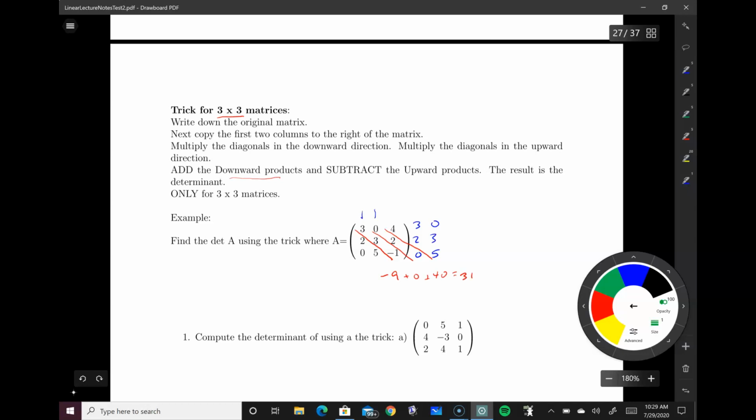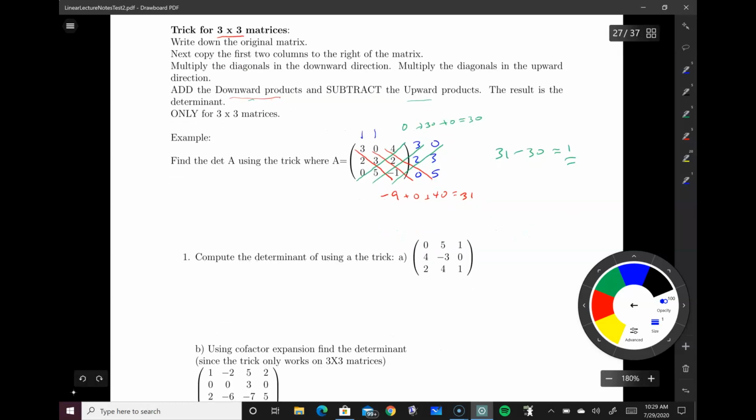All right, so now I have the upward products, and they're on the diagonal here. So this gives me a 0, this gives me a 30, and this gives me a 0 as well. So these added together gives me a 30. Okay, so now I'm going to do what this says. So you want to add the downward product, so 31, and I want to subtract the upward product, so subtract 30, and so I get 1. So this is the determinant. Pretty nice, isn't it? Quite a bit easier than the other method.